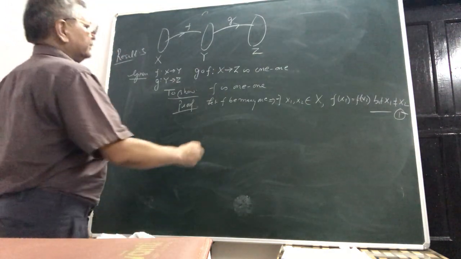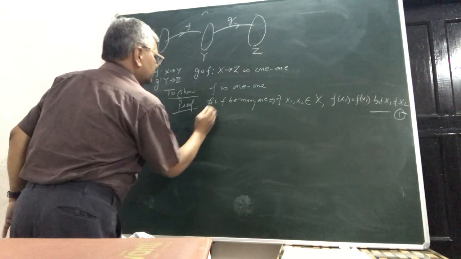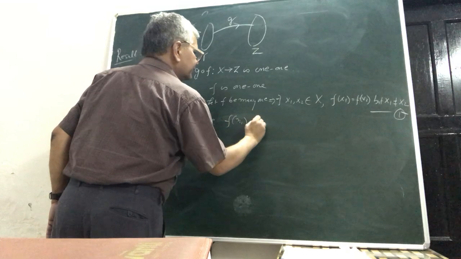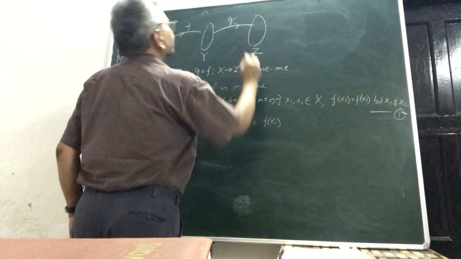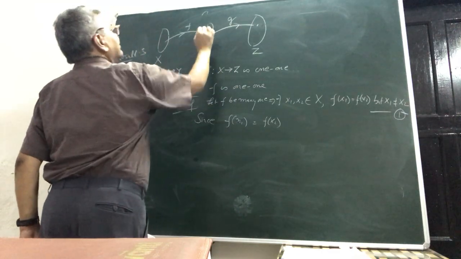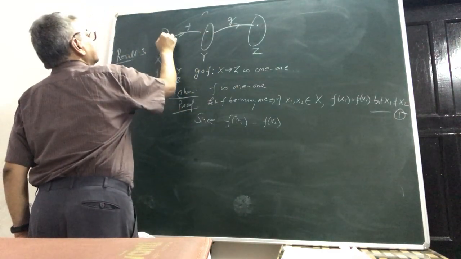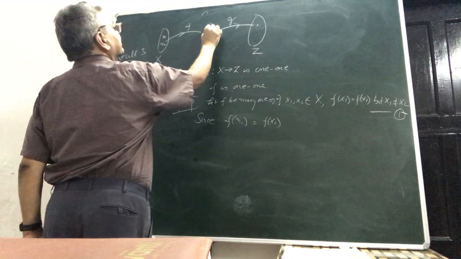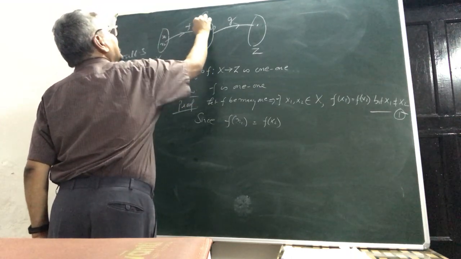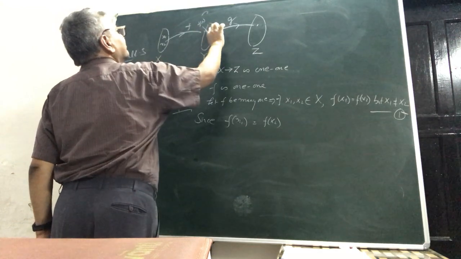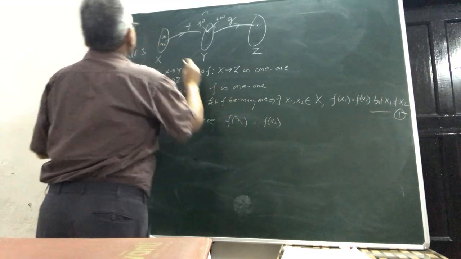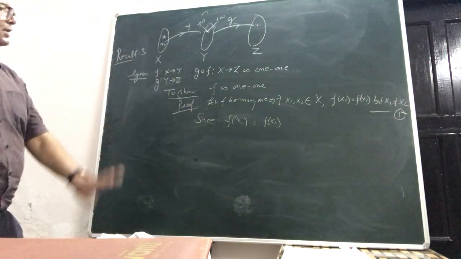Now, please see, since f(x1) is equal to f(x2), both of them are here. f(x1) is the image of x1, and the image of x2 is the same. This element is f(x1), and this element will also be f(x2). But here x1 and x2 are distinct. This is what it is saying.